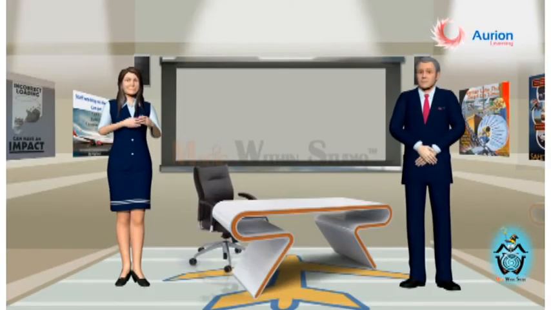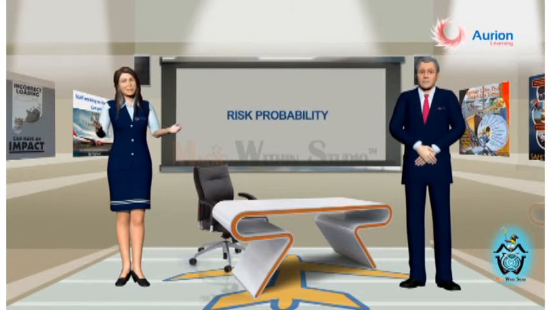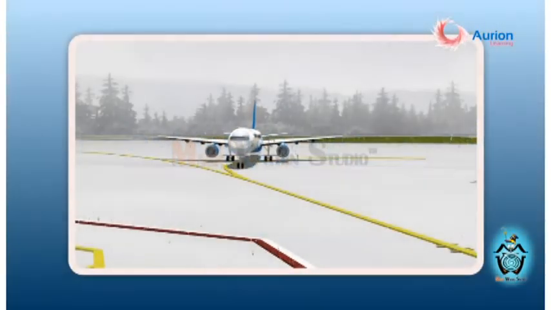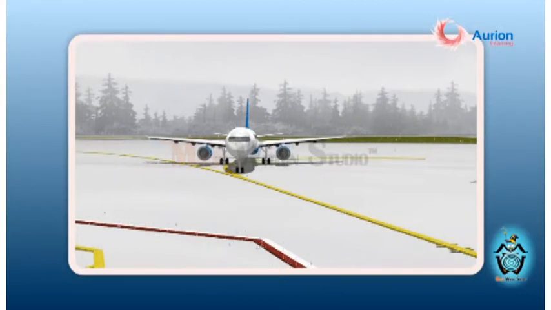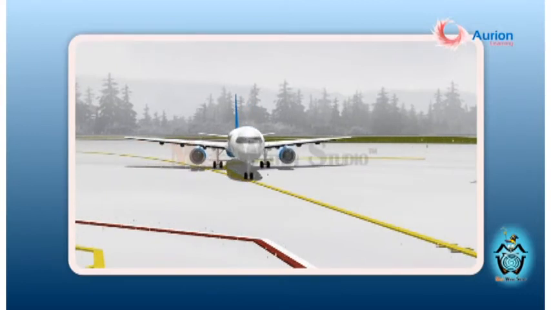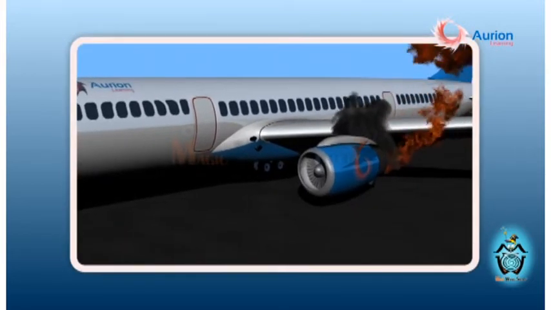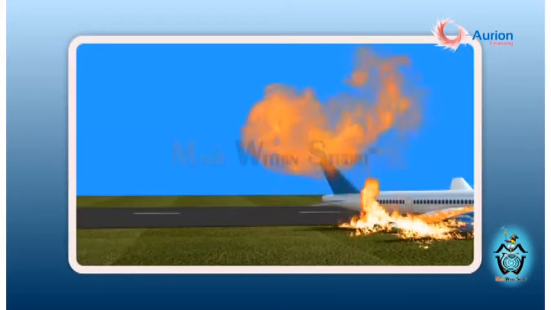That was a great example, Professor. Now that we have understood risk severity, would you please explain risk probability? Well, Professor, safety risk probability is the likelihood that an unsafe event or condition might occur. For example, what is the probability of bad weather, the probability of engine failure, or the probability of an accident?